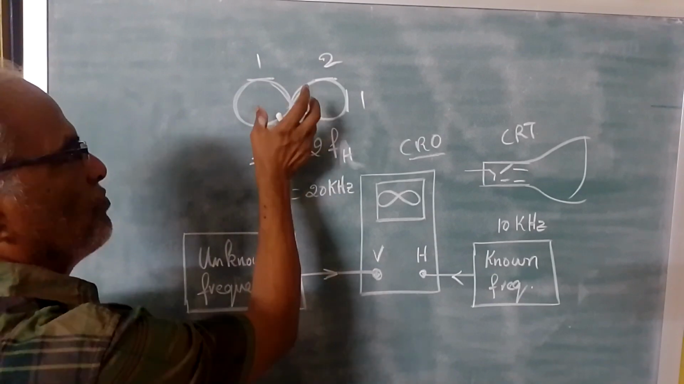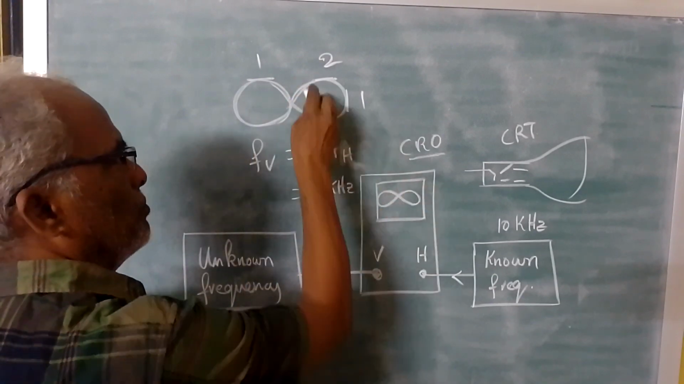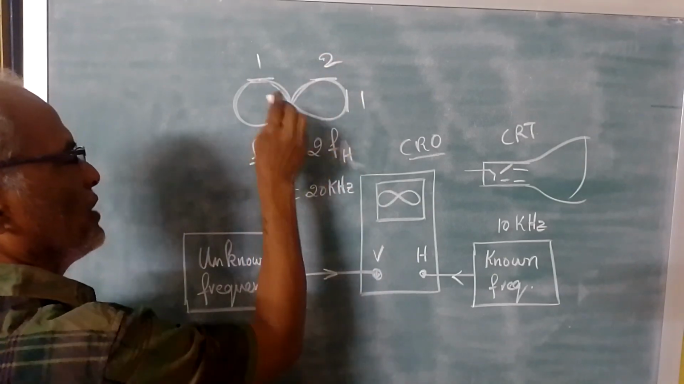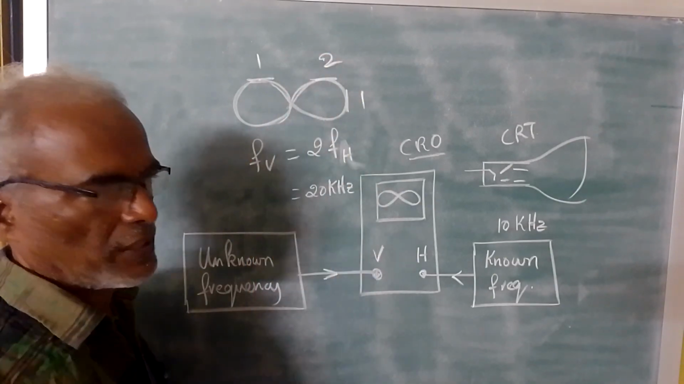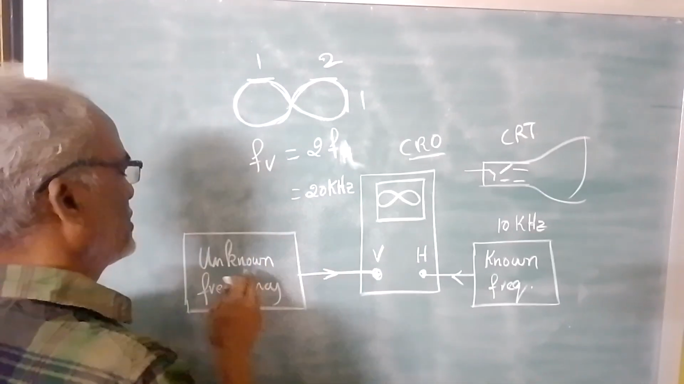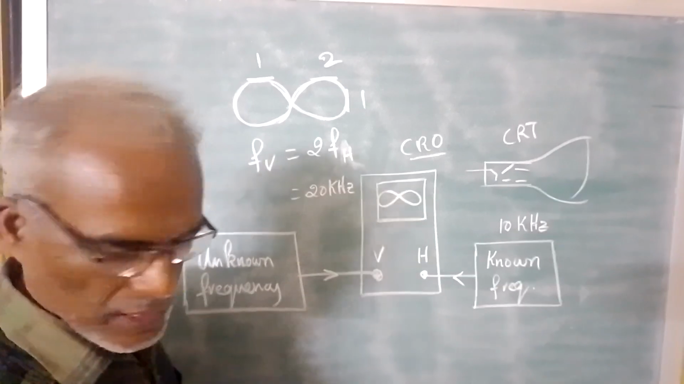If you see this kind of pattern, you have two tangent points, 1, 2. So the vertical frequency is equal to twice the horizontal frequency. As I told you in the example, if it is 10 kilohertz, then the vertical frequency, the unknown frequency, is 20 kilohertz.